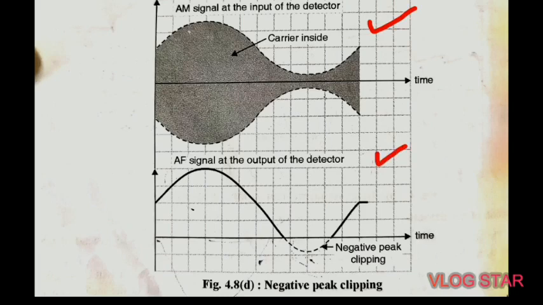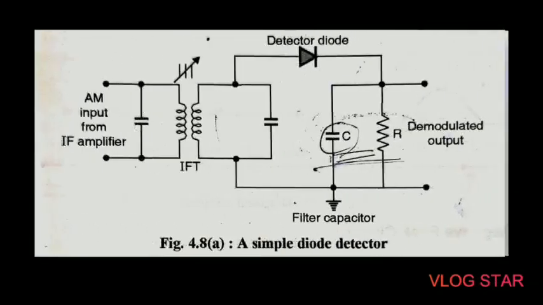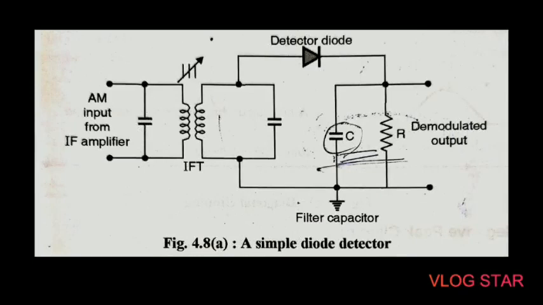At a higher depth of modulation of the transmitted signal, overmodulation, that means more than 100% modulation, may take place at the output of the detector, and due to that overmodulation, the negative peak clipping will take place. So the negative peak clipping occurs due to the overmodulation index, and the diagonal clipping occurs due to the charging and discharging of this capacitor.